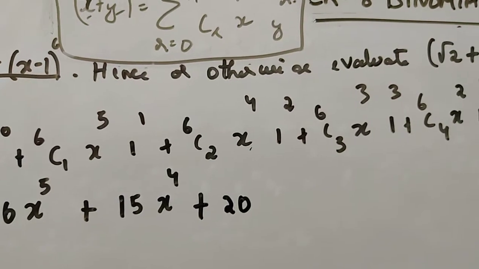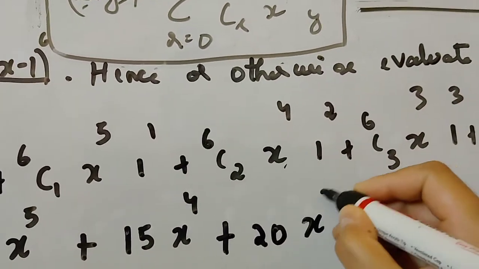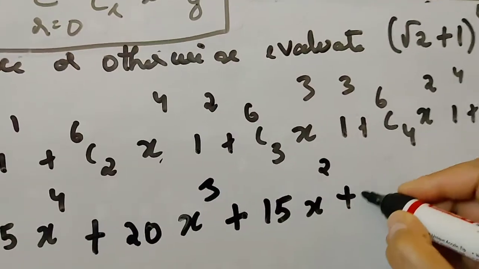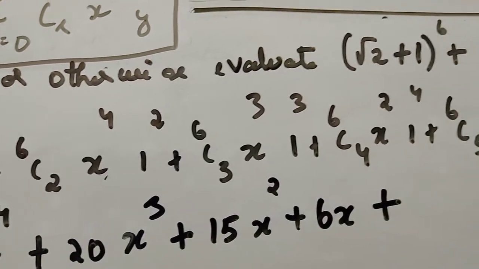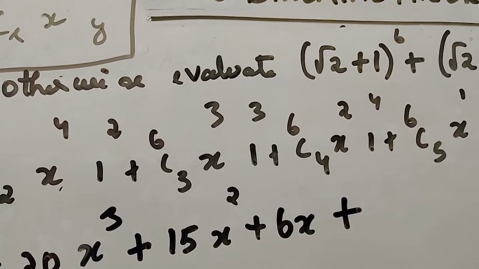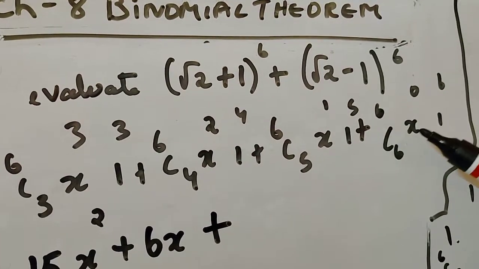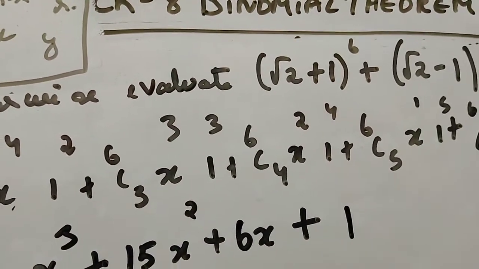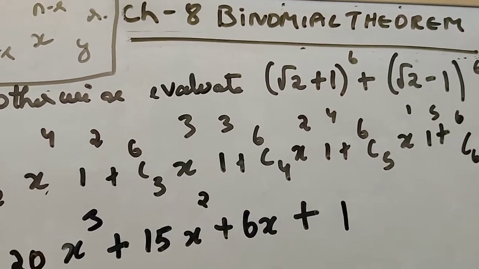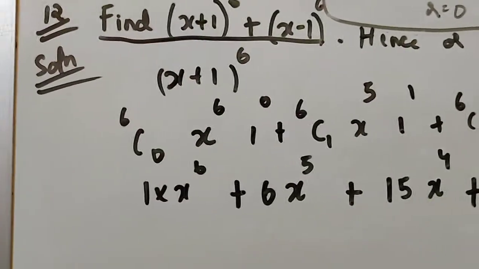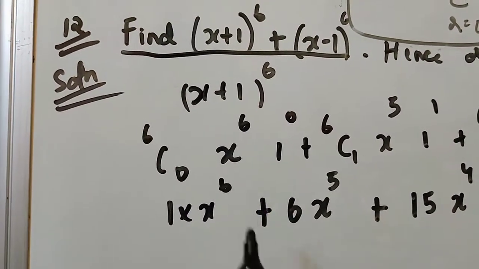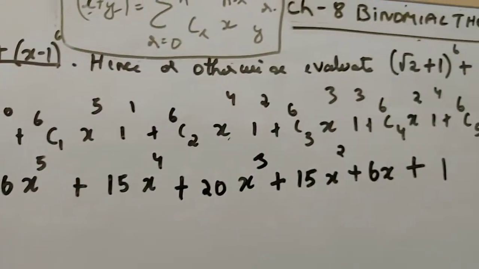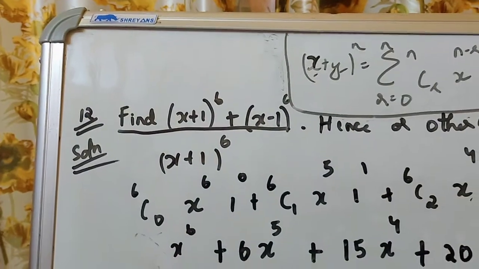My 6c3 value is 20. So 20x cube plus 6c4 is 15x square. My 6c5 is 6x plus 6c6 is 1. Okay, and therefore 6c6 is 1 and x to the power 0 is 1. So c6 will be 1 only, because x to the power 0 will give me 1. So you see, this is your answer. 1 into x to the power 6 will be x to the power 6 only. Okay, so this is for this part, x plus 1 to the power 6.